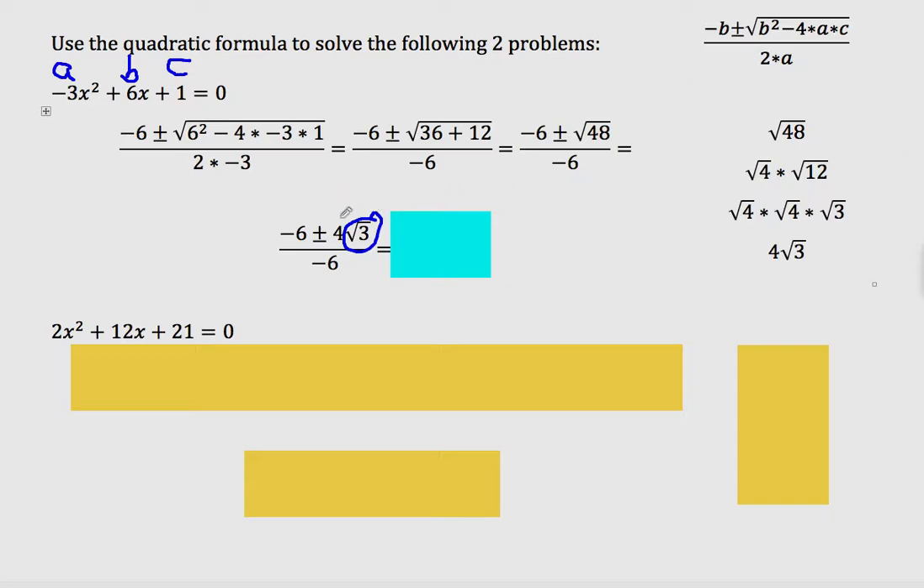But all the other numbers are even numbers, and so I can divide everything by 2. And notice that I have a negative sign here and here. Those negatives cancel out. So I'm just going to make them positive. And so I can divide this 6 by 2, and that'll give me a 3. And I can divide this 6 by 2, and that will give me a 3. And I can divide this 4 by 2. And so once I reduce my fraction, I end up with 3 plus or minus 2 times the square root of 3, divided by 3.